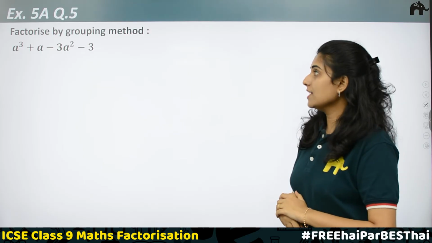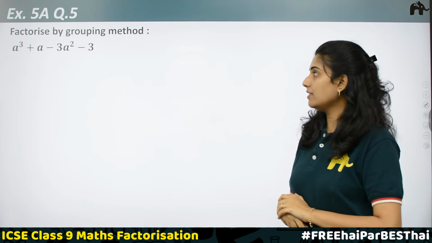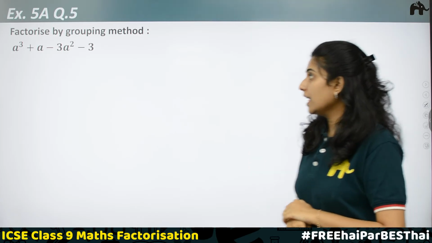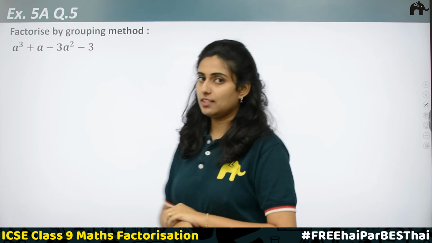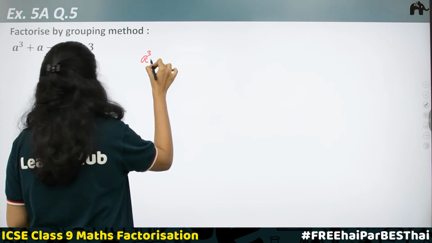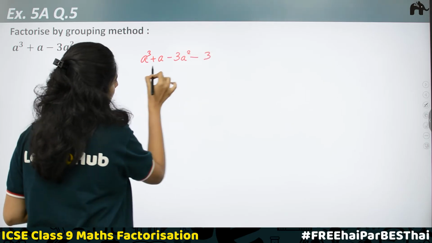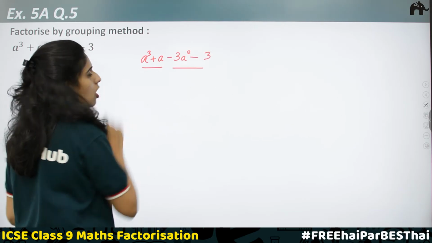Next, question 5 of exercise 5a, factorize by grouping method. So first we have done by the common factor method. So here we are using the grouping method. a cube plus a minus 3a square minus 3. So how can you write this? So we are going to group. I am going to group these two and these two. Okay. So from this, what is common?